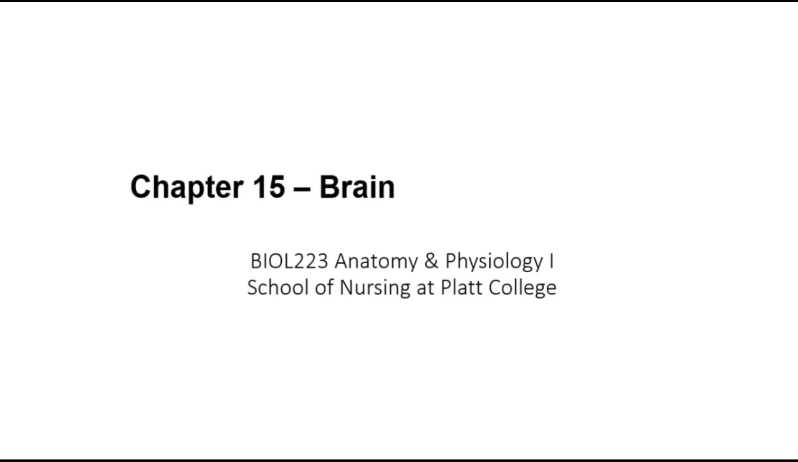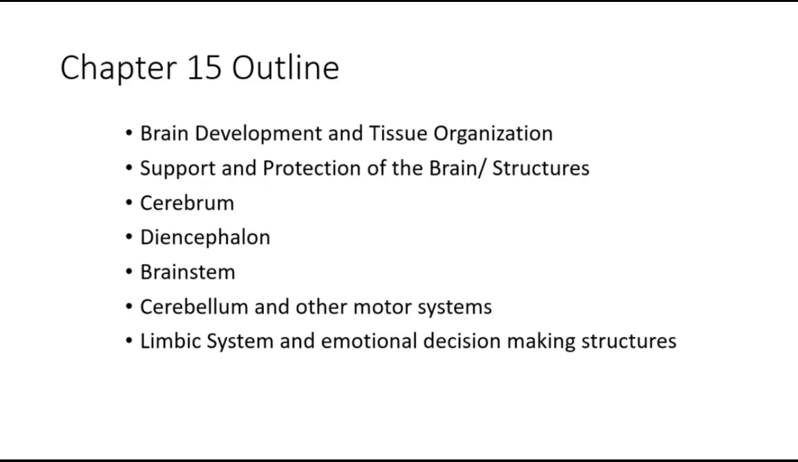So chapter 15 covers brain tissue. We'll talk about brain development, tissue organization, support and protection of the brain and structures, the cerebrum, the diencephalon, the brainstem, and the cerebellum. Those are your four brain regions. Then we'll move on into motor systems in general.